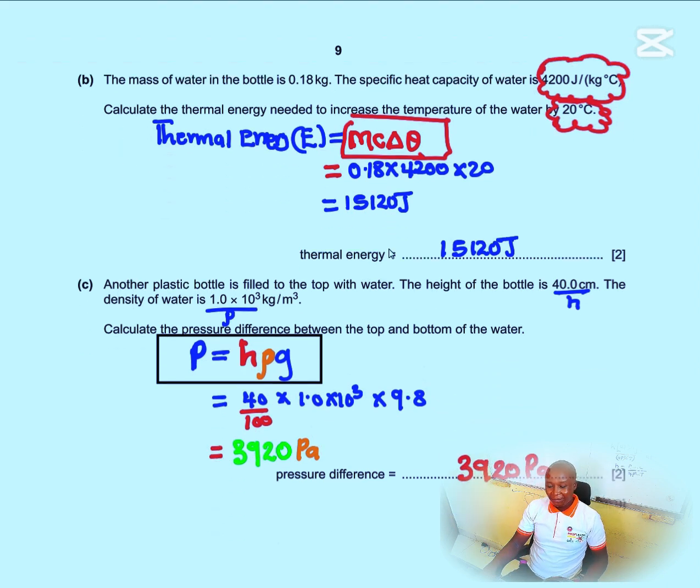As if that is not enough, they also ask about pressure in fluids. Pressure in liquids is height times density times gravity, h rho g. We are told another bottle is filled with water to the top, and the bottle is 40 centimeters. You need to be very careful with that because they are not giving you the height in meters, so you have to convert it. If you forget that, you will start crying about the lost marks.